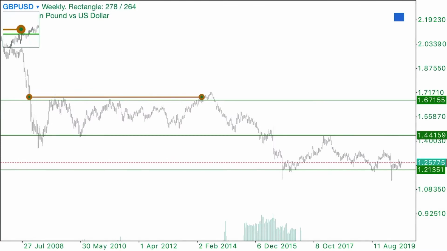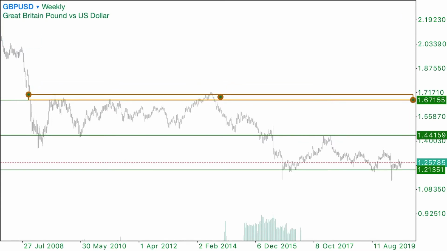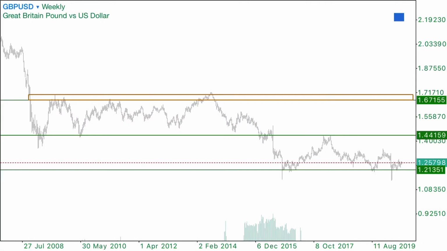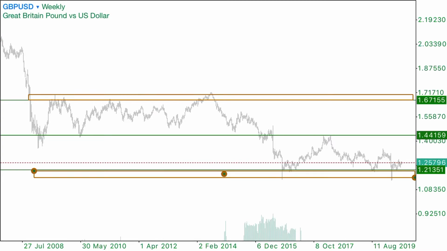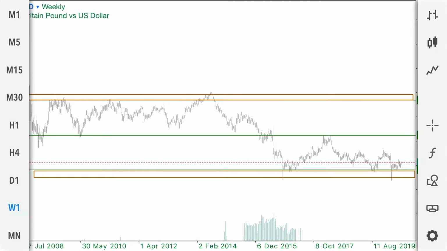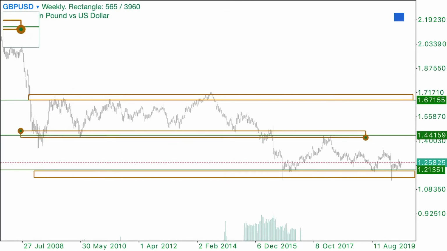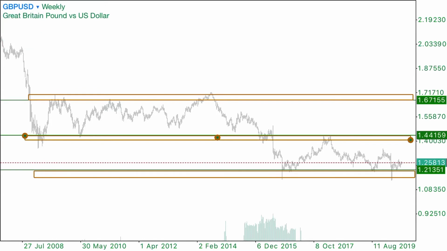So having drawn this line, you can put a rectangular tool around here and identify your zone. Okay, so you see your zone here, and you have another zone here, and another zone here, another zone here.